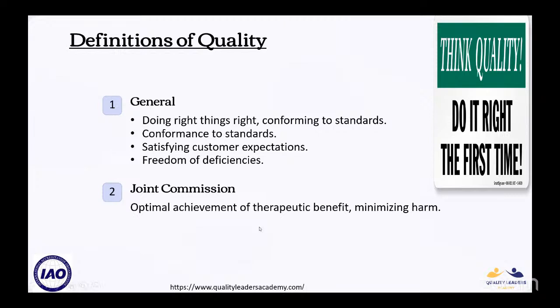So here, the first general definition is doing right things right and conforming to standards. This is your technical definition. It's about following evidence-based practices and established guidelines. When a nurse follows all 5 rights of medication administration, like right patient, right drug, right dose, right route, right time, that's doing the right thing right. And also conforming to standards. That's quality.